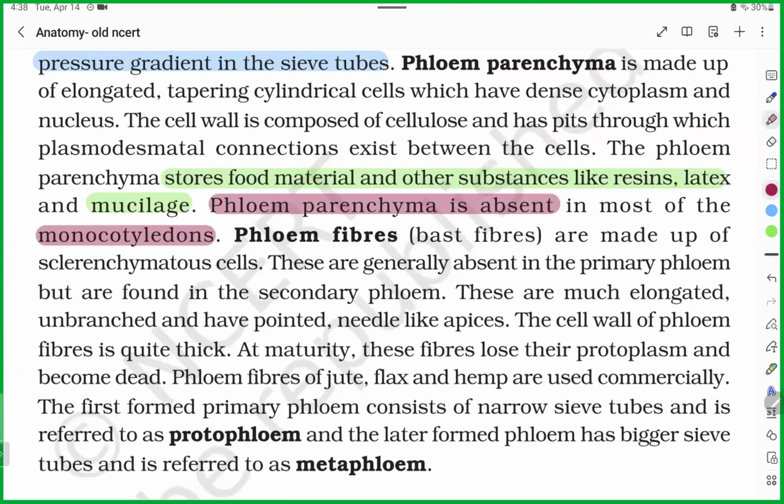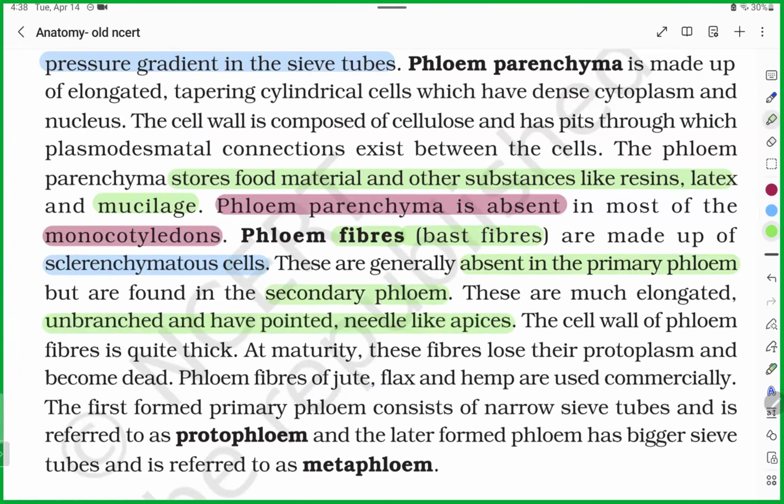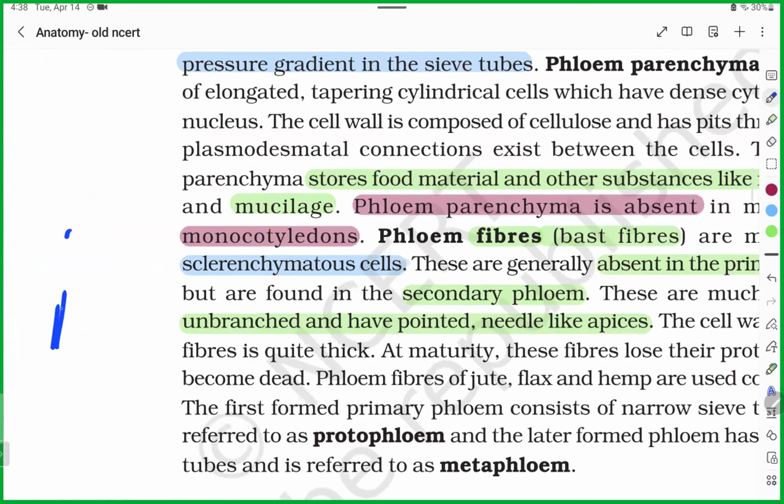Last, fibre. Fibre in phloem is also known as bast fibre. These are dead cells. Fibres are always dead cells, clear again. They are absent in the primary phloem. Why absent in primary phloem? Primary phloem is soft, and these are dead, so why have dead cells in the primary structure? But they are present in the secondary phloem, because it is hard mass. Very needle-like, long fibre-like structure.